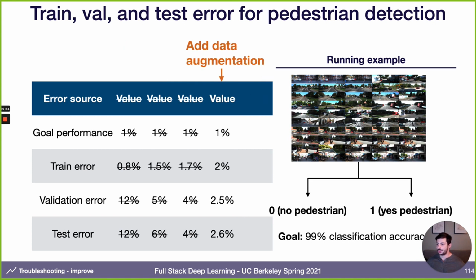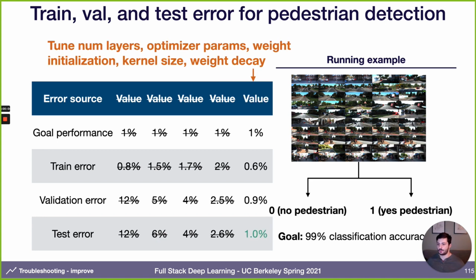And then, now that our validation error and our training error are relatively close to each other, but no longer close to our goal performance, we might go back and tune our hyperparameters again. This time we might tune more than just our learning rate, and this could be the thing that gets us down below our goal performance.